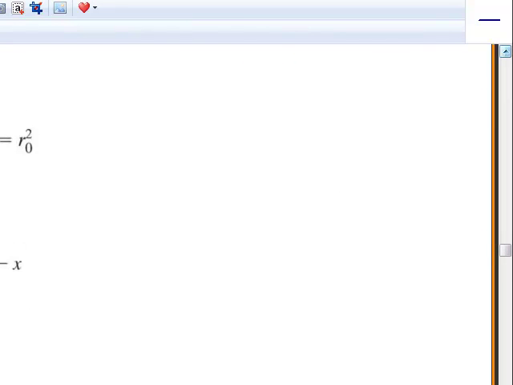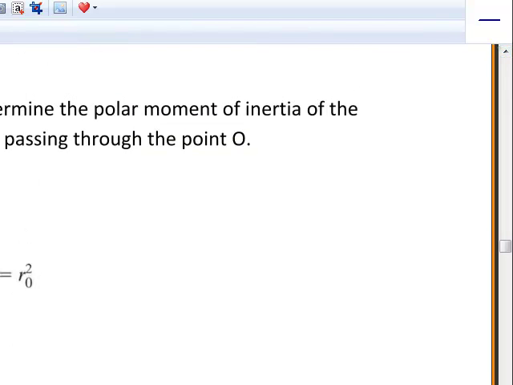The next problem is an example of finding the polar moment of inertia. So we're going to find the polar moment of inertia of this semicircle about the z-axis passing through point O. So the polar moment of inertia is J equals the integral of r squared dA. What shape are my dA's going to be this time?